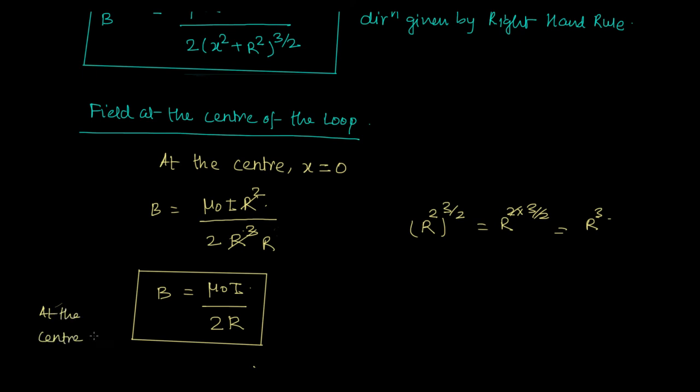What is the direction at the center of the loop? The direction remains the same, given by the right hand thumb rule. RH stands for right hand. Sir, I think one more R will be left in the denominator. Yeah, one R is there, no? R square cancels R square and makes it R. Then from where does one more come? Sir, this is how we apply the rule.